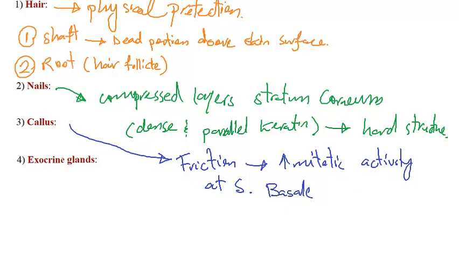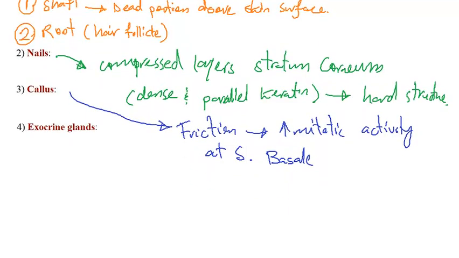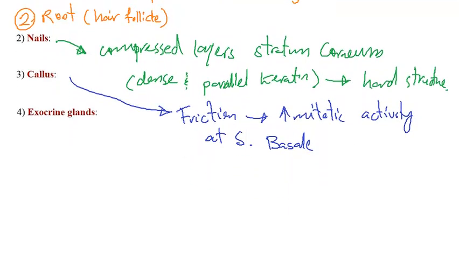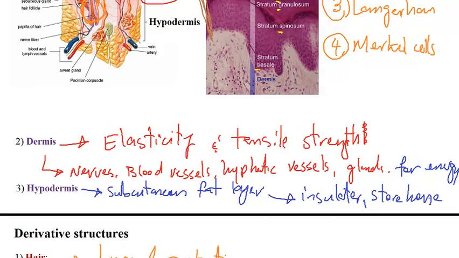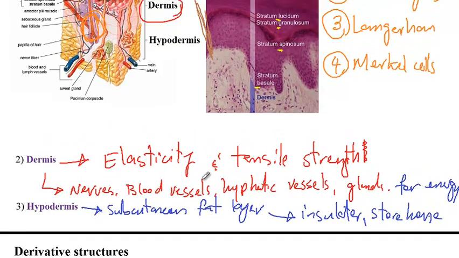And then finally we have exocrine glands, which are all located in the dermis layer and receive their nutrients from the nearby vasculature. Remember how we said that the dermis contains the blood vessels? So by having the glands in the dermis layer, they would get their nutrient supply from the blood vessels.